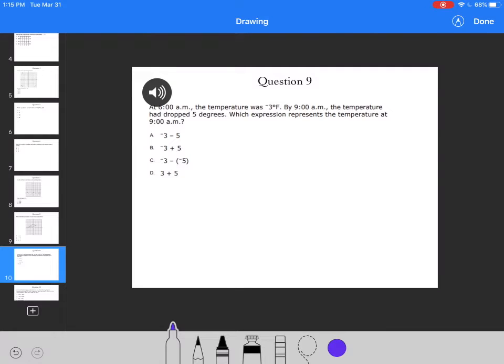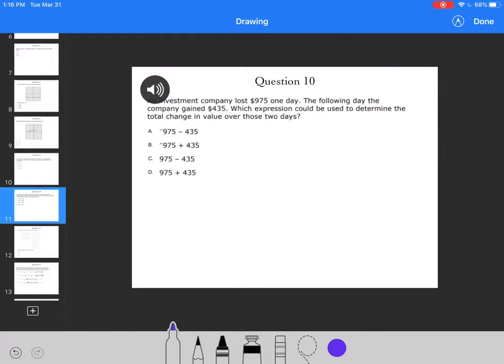Question 9. At 6 a.m., the temperature was -3, and by 9 a.m., the temperature had dropped 5 degrees. So I'm at -3, and then it drops 5 degrees. Which expression represents the temperature at 9 a.m.? So by dropping, I'm subtracting, so that would be A. But I also could have said -3 plus a -5, because the -5 there would have shown the drop.